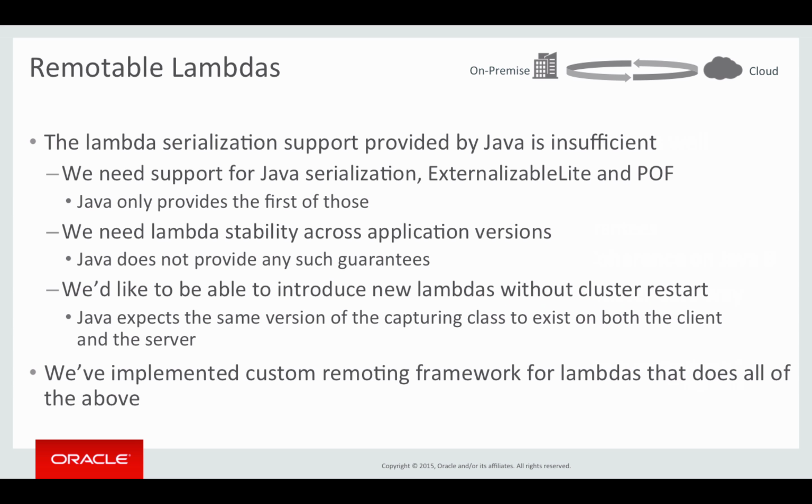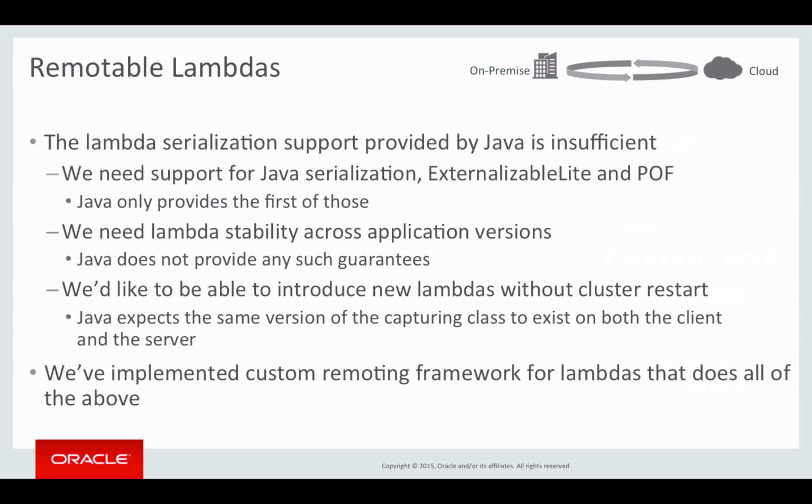One thing that we fortunately realized very early on was that the standard Lambda serialization support in Java wasn't going to cut it for a number of reasons. For one, we needed to support multiple serialization formats, while Java supports only one of them. This means that we wouldn't be able to use Lambdas with any caches that use POF. We wouldn't be able to use POF types as captured arguments. That would effectively make Lambdas unusable for the vast majority of our customers. So that was showstopper number one.